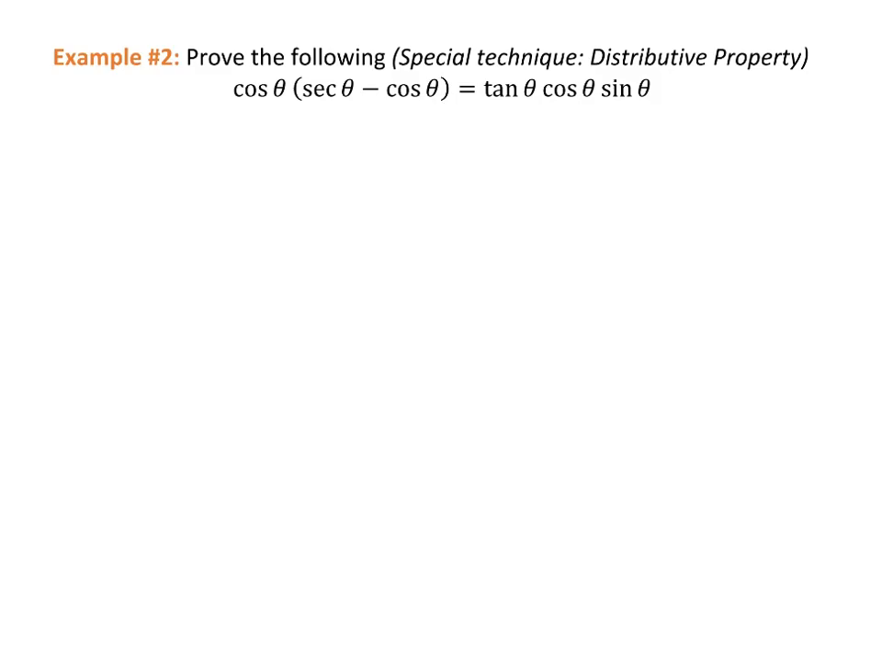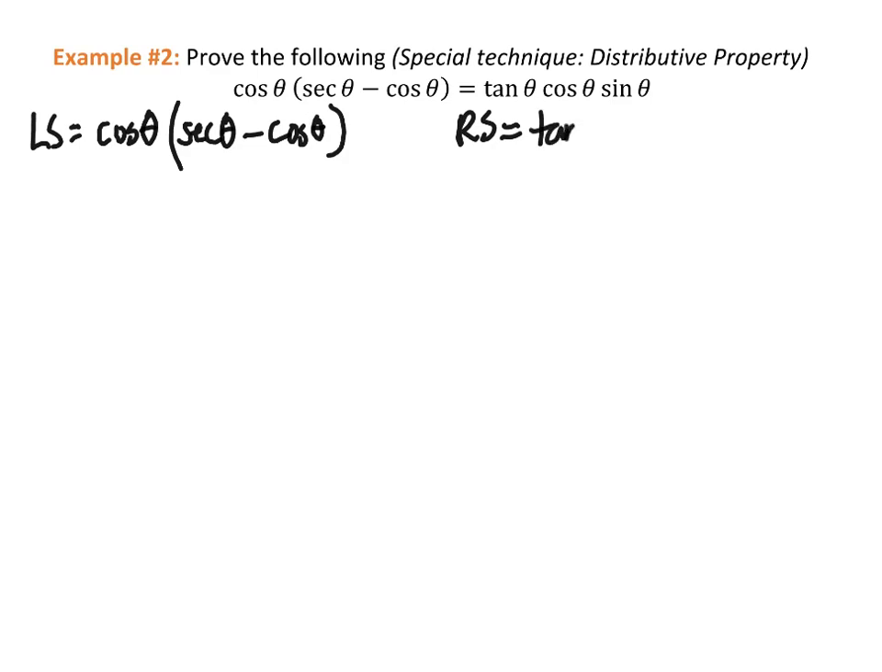Let's try another one. So here's one where we're going to need to use the distributive property. Our first move is just to write down the left side and the right side. So the left side looks like this, and the right side looks like this. Draw a line in between them because you know nothing is ever going to cross that line. And then we're going to work on this left side here.